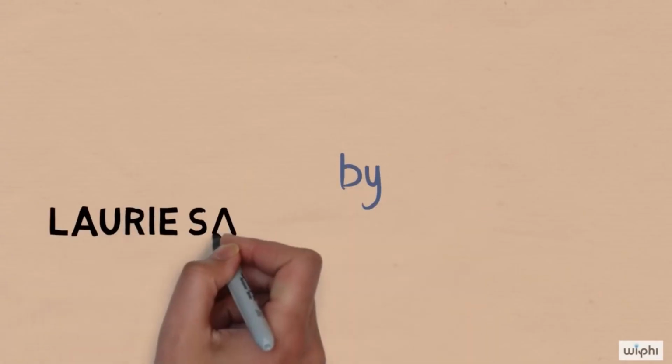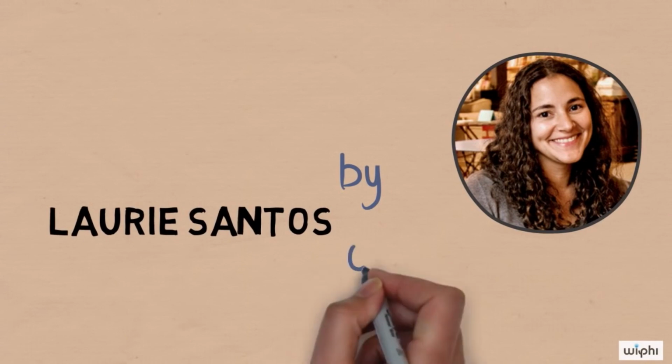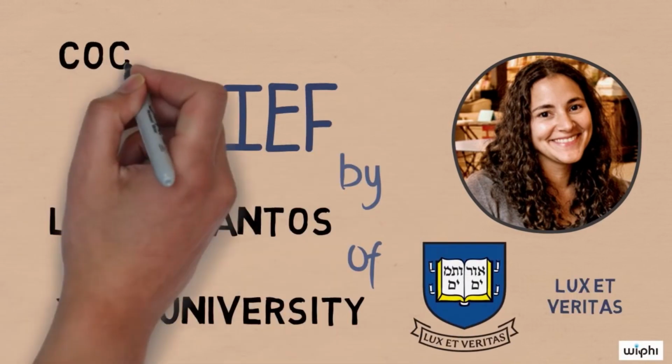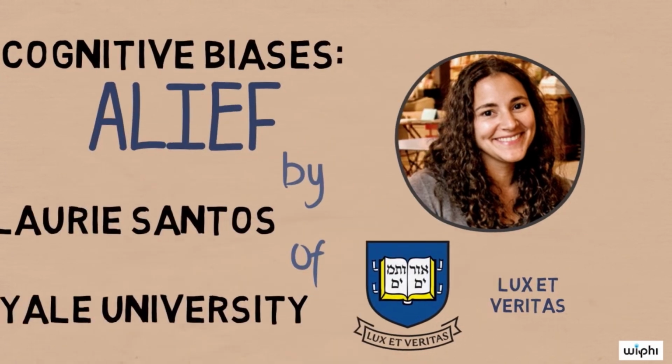Hi, my name is Laurie Santos. I teach psychology at Yale University, and today I want to talk to you about A-leaves. This lecture is part of a series on cognitive biases.